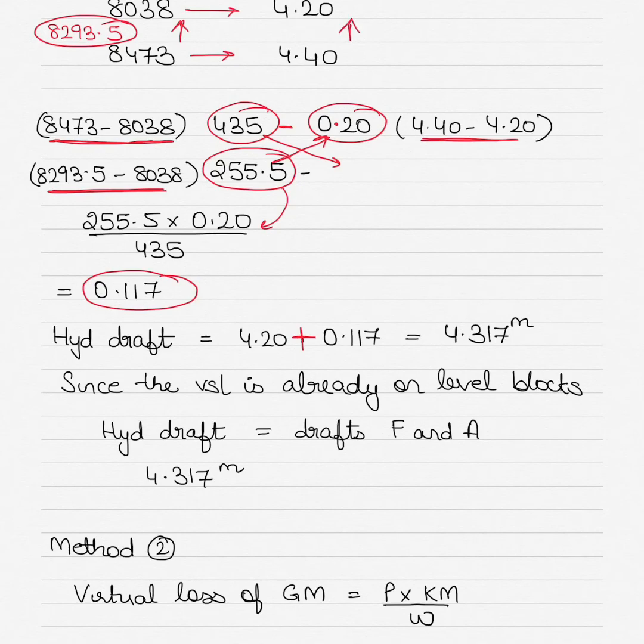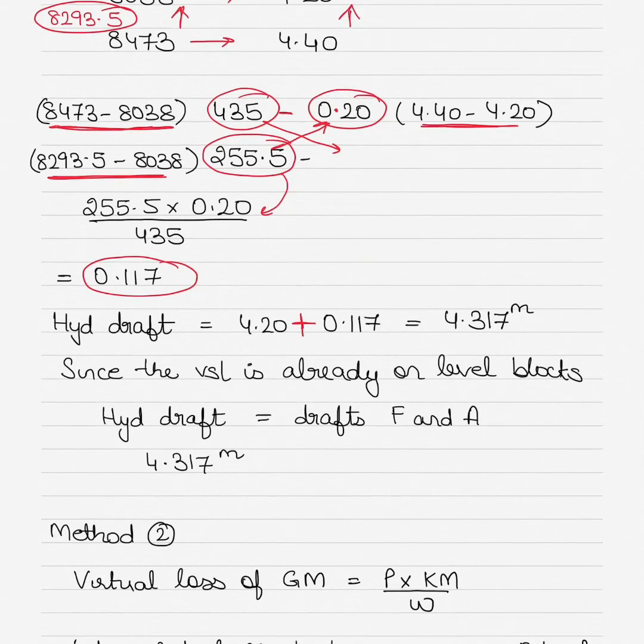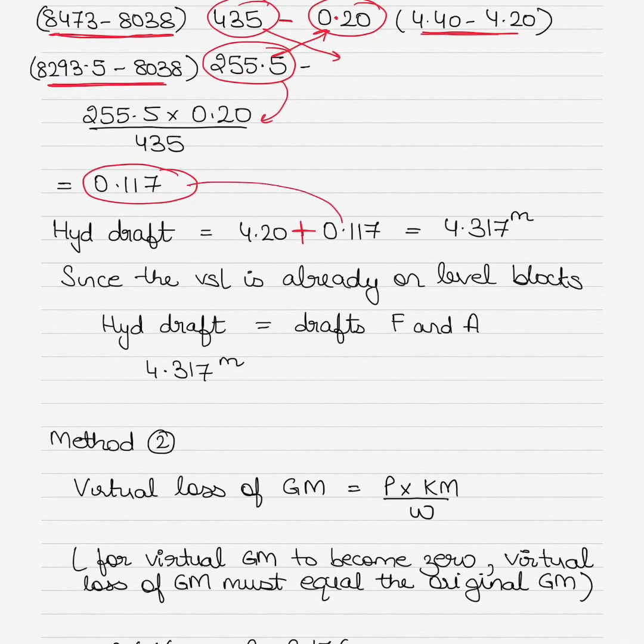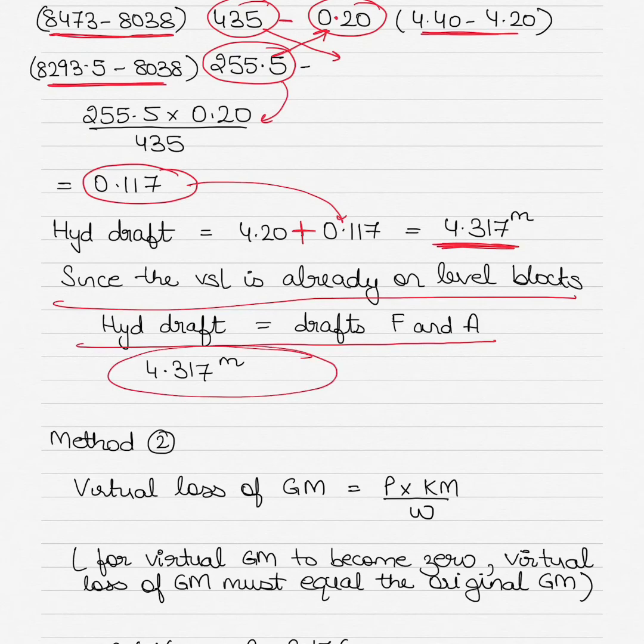So we need the draft value for a displacement value of 8293.5. So you will add the correction value to the hydrostatic draft of 4.2 and you get the hydrostatic draft of 4.317 when the vessel is already on level blocks. So when the vessel is already on level blocks, the hydrostatic draft will be equal to the drafts forward and aft. Right? The water level will be the same forward and aft, because there is no concept of the weight acting. The entire weight of the vessel is now resting on the blocks. So the forward and aft drafts will also become equal to the hydrostatic draft.